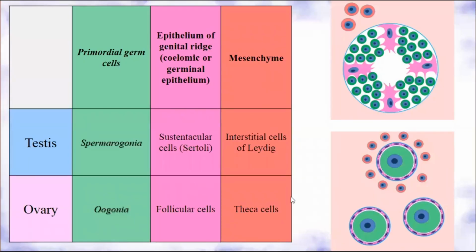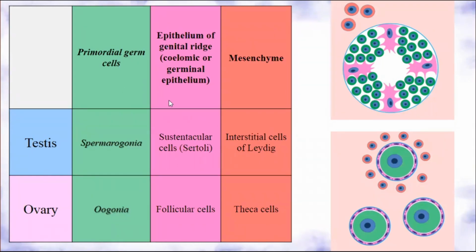So let's make a summary. In testes and in the ovary, there are three sources of development. There are primordial germ cells. They form spermatogonia in testes and oogonia in ovaries. And later, spermatogonia will form spermatozoa, and oogonia will form ova.